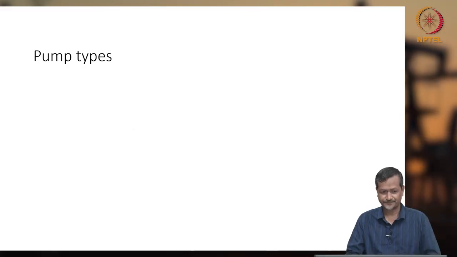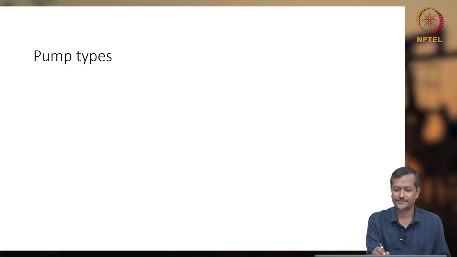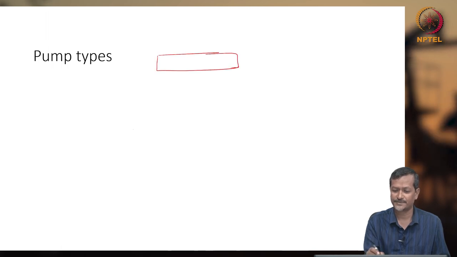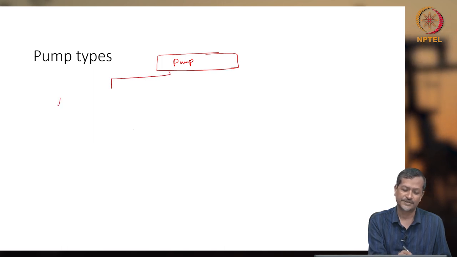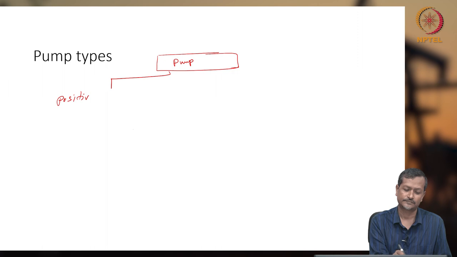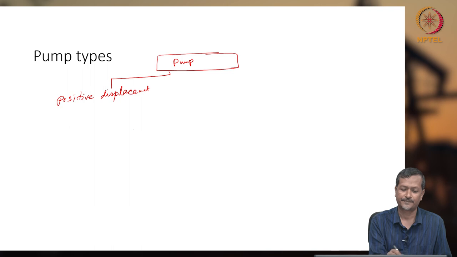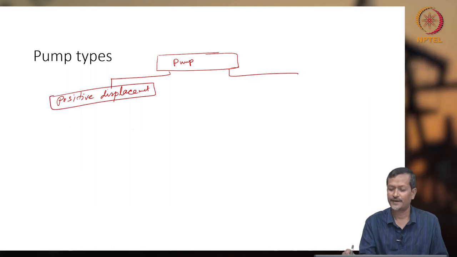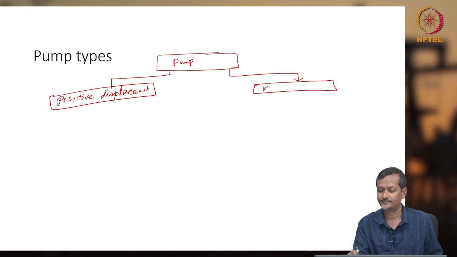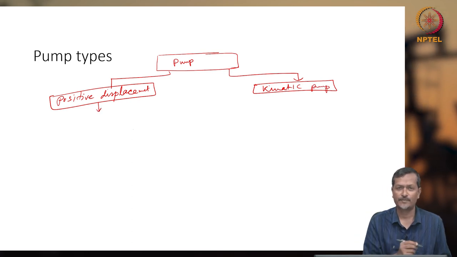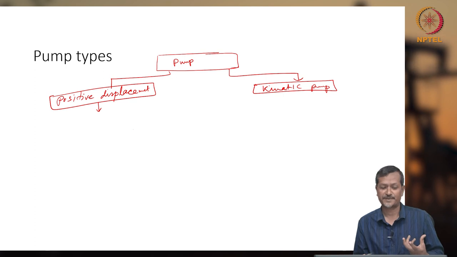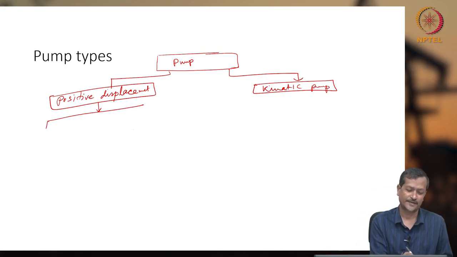Now let's see different types of pumps. Let's say pump types. So basically we divide pumps into two types. One will be the positive displacement type, another will be kinetic. Okay, so a positive displacement type pump. Your heart is a positive displacement pump, the human heart.